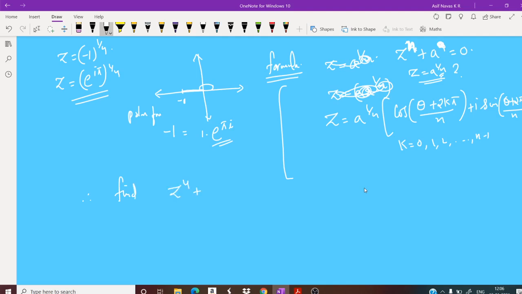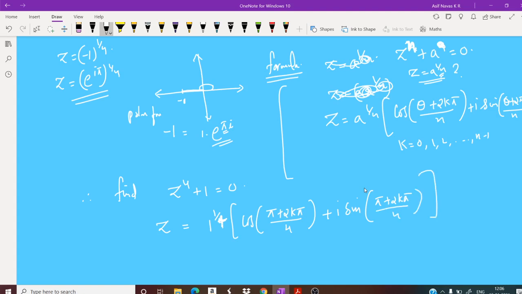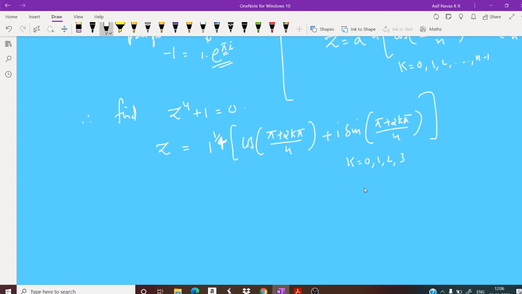Therefore, we will find the singularities. z raised to 4 plus 1 is equal to 0. Therefore, z is equal to 1 raised to 1 by 4 into cos of pi plus 2k pi divided by 4, plus I sin of pi plus 2k pi divided by 4, and here n is 4, therefore k equals 0, 1, 2, 3. Okay, so we will get 4 roots. Now we will find out those roots.